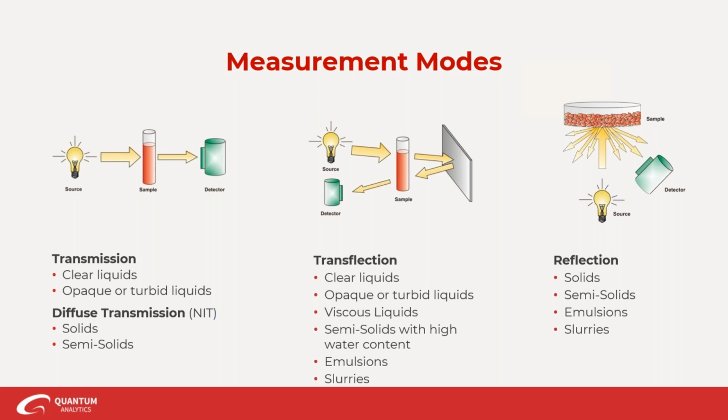This doubles your path length, and this is a common technique for process probes that are used in liquid measurements. And then on the right, you have reflection. This is non-contact. The light comes out of your source and is reflected off of your sample. There's a lot of scattering there, but some of it is collected by the detector, and that's where you get your near-infrared spectra from in reflection.